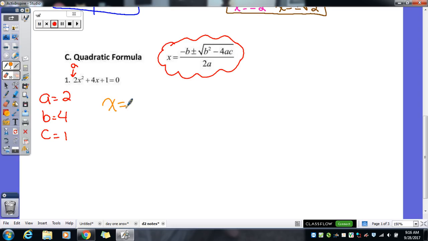So x equals negative b, so that's going to be a negative 4. My b value is a 4, and I need to make it negative. Plus or minus. And then I get my square root sign in there. B squared, so 4 squared, minus 4AC, 4 times 2 times 1. And then it's all over 2 times 2, all over my 2a.